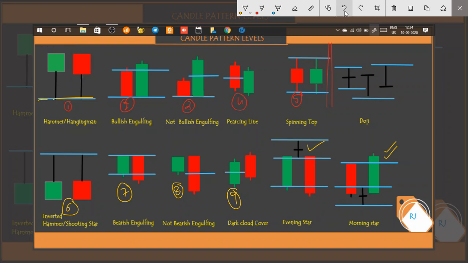Whenever we see a hammer or hanging man pattern, the lower wick of the hammer or hanging man is a strong level. If we draw the level at the lower wick of the hammer, then surely it's a strong level and you can trust this level to trade in the future. No need to check the past to draw this level.